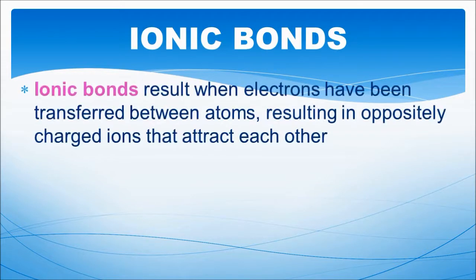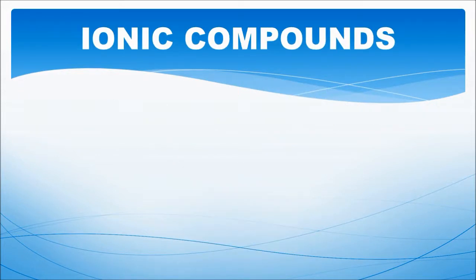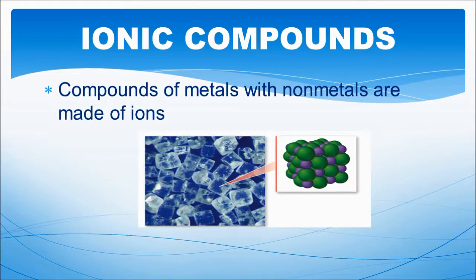Ionic bonds result when electrons have been transferred between atoms, and this results in oppositely charged ions that attract each other. Ionic bonds are generally found when metals transfer electrons to nonmetals, and it results in a sea of positive and negatively charged ions that are held together based on this attraction. Compounds of metals with nonmetals are made of ions.